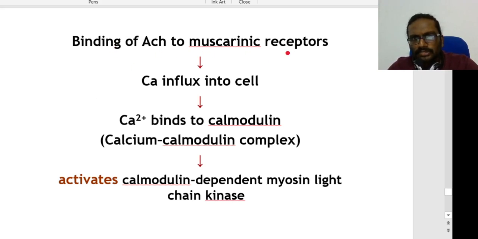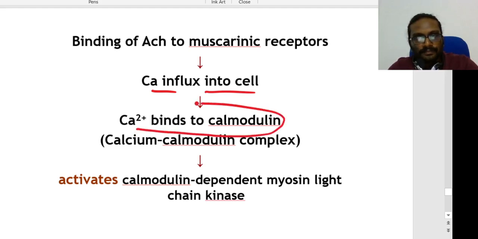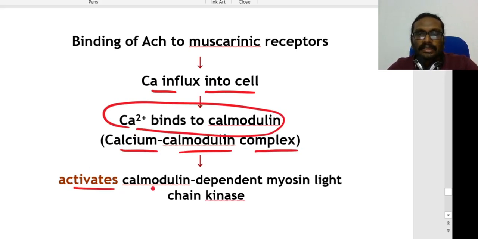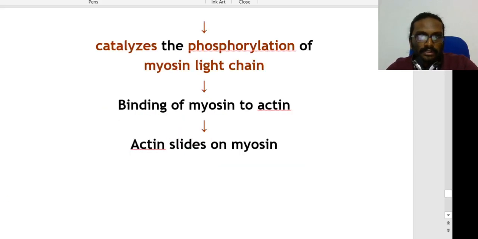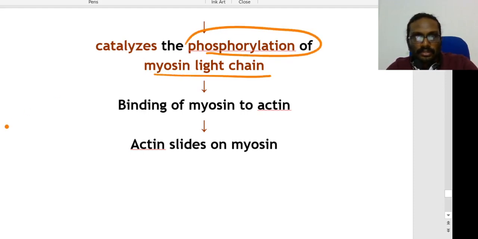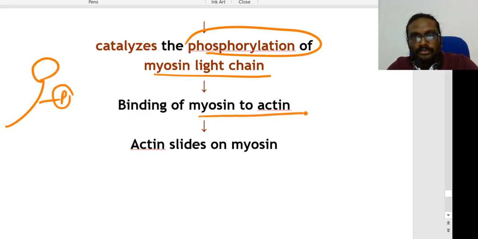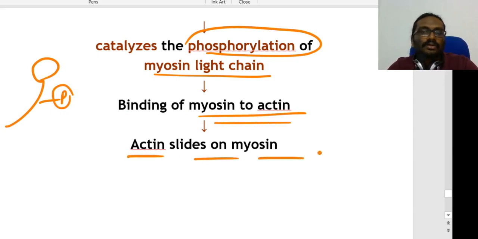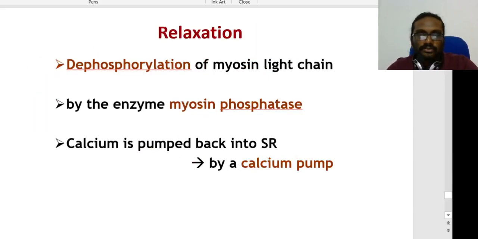Binding of the acetylcholine to muscarinic receptors. Calcium influx into the cell. Calcium binds to calmodulin, forming a complex. Activates calmodulin dependent myosin light chain kinase. This catalyzes the phosphorylation of myosin light chain, already described as phosphorylation, and binding of myosin to actin. Actin slides over myosin. That was the contraction. Now let's come to relaxation.